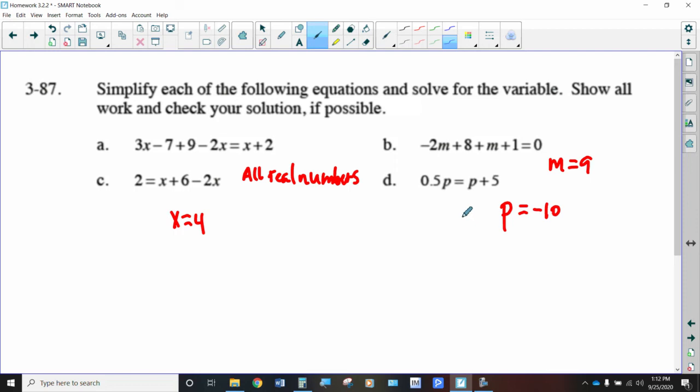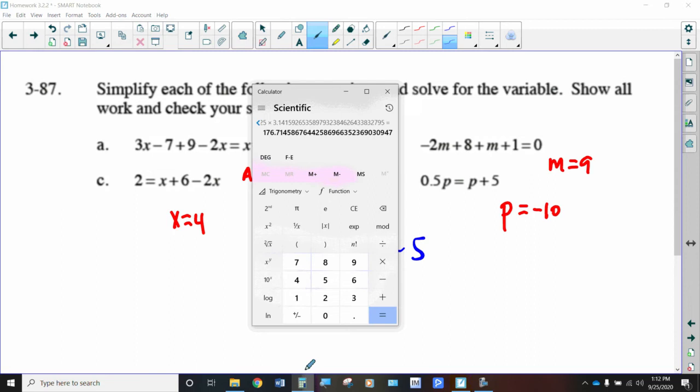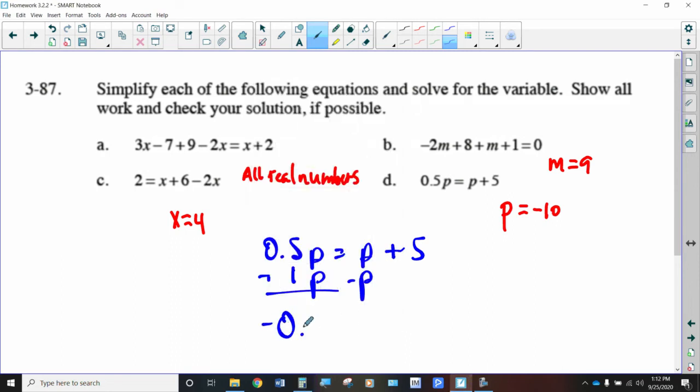So this is what I would do. There is this process. Now, maybe I better not show that. Maybe we just do it the traditional way. So if I take 0.5p is equal to p plus 5, then I would probably subtract p from each side since you've got the 5 over here. But we need to understand that you are taking 1 away from 1/2. So 0.5 minus 1, let's use the calculator. 0.5 minus 1 gives you an answer of negative 0.5. So this has to be negative 0.5p is equal to 5.